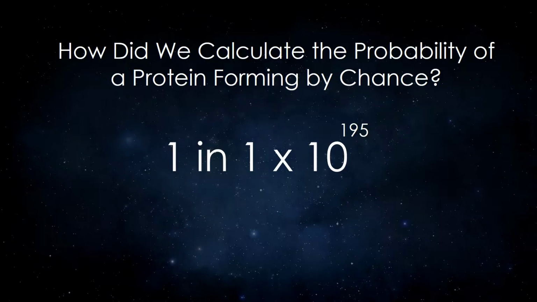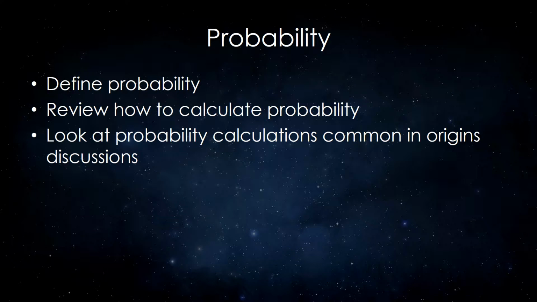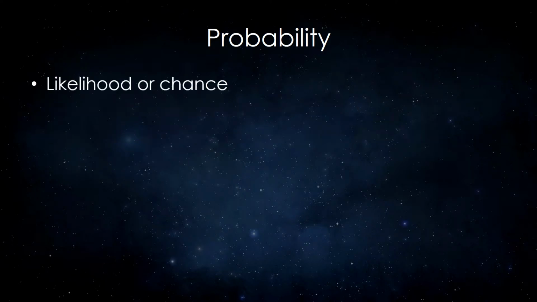Probability. In the presentation about the origin of information in the cell, we talked about the probability of a protein forming by chance, but we didn't go into much detail about how the probability was calculated. In this presentation, we will define probability, review how to calculate it, and look at the kinds of probability calculations common in discussions about origins.